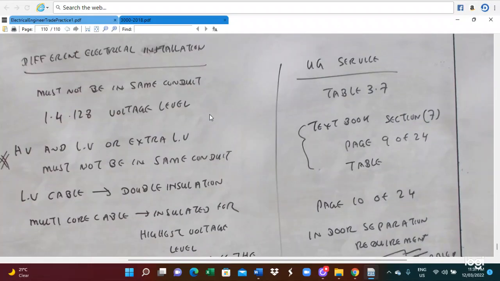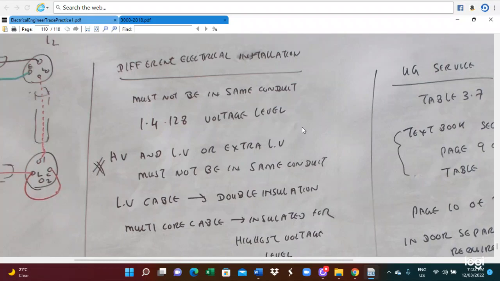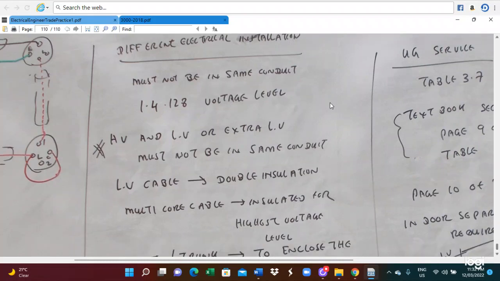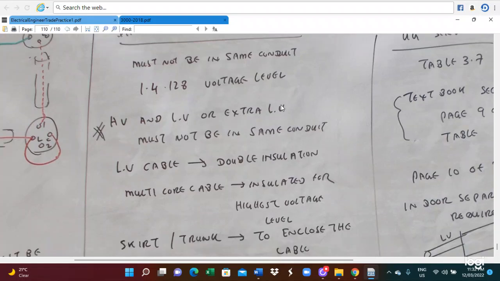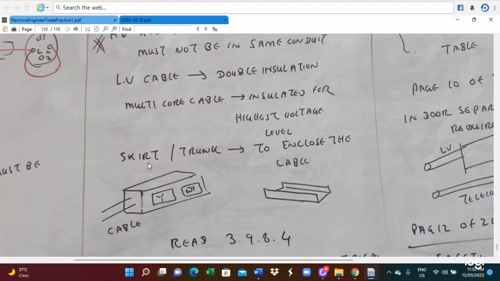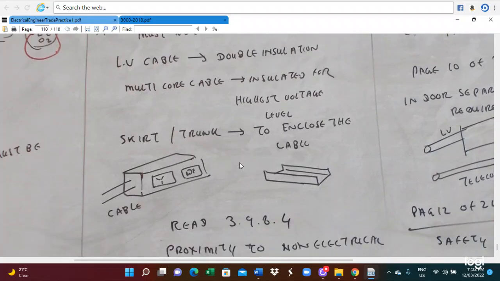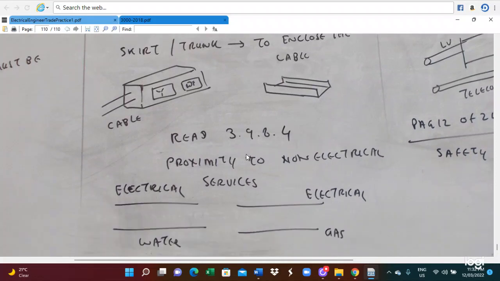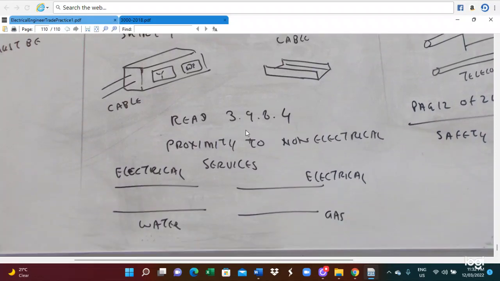There are different electrical installations, and they must not be in the same conduit. Sometimes we do the wire line and the telecommunication line, but we cannot run the power wire and the telephone line in the same conduit. High voltage, low voltage and extra low voltage must not be in the same conduit. Low voltage cable must be double insulated. Multiple cables need insulation for the high voltage level. Also, the skirting and trunking systems function as a separate system. We have to read clause 3.9.8.4 of the ESR-3000 rule.